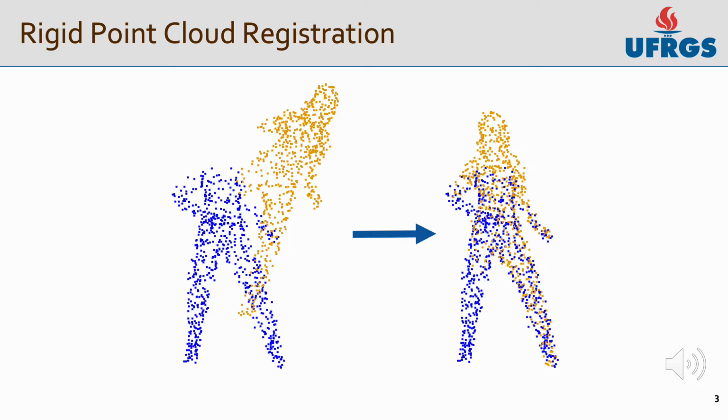In the rigid case, the alignment consists of a rotation and a translation, and is typically represented by a transformation matrix. Here we have a challenging example where each cloud has noise over its points. In addition, they only partially match, one missing the upper part, the other missing their left limbs.